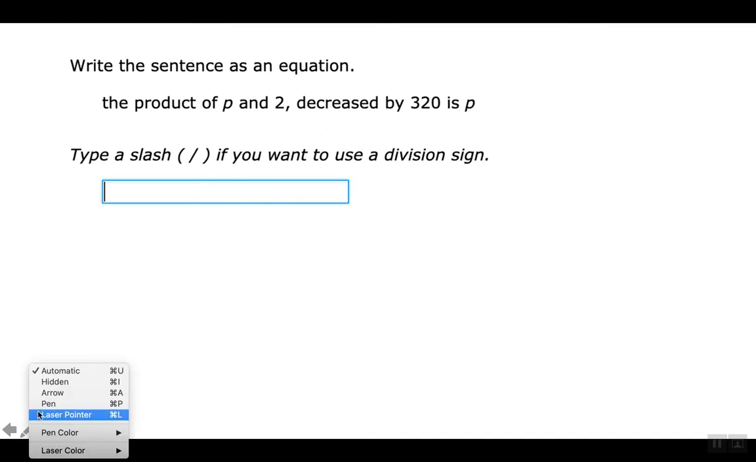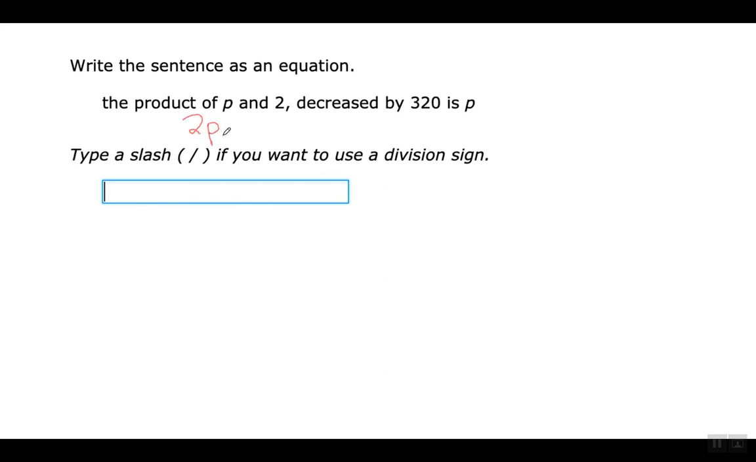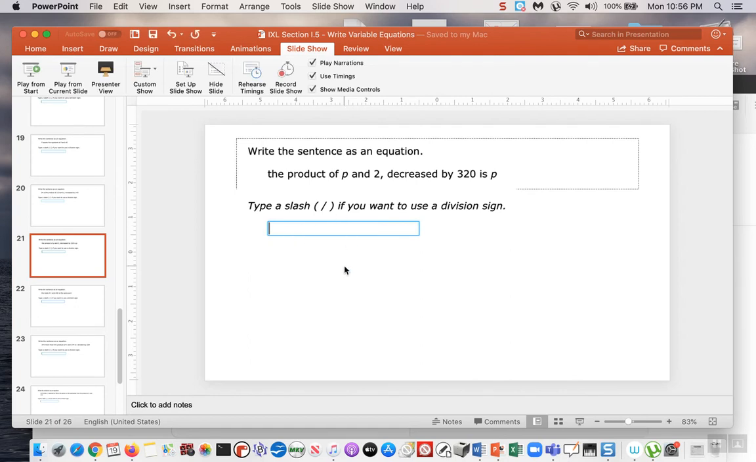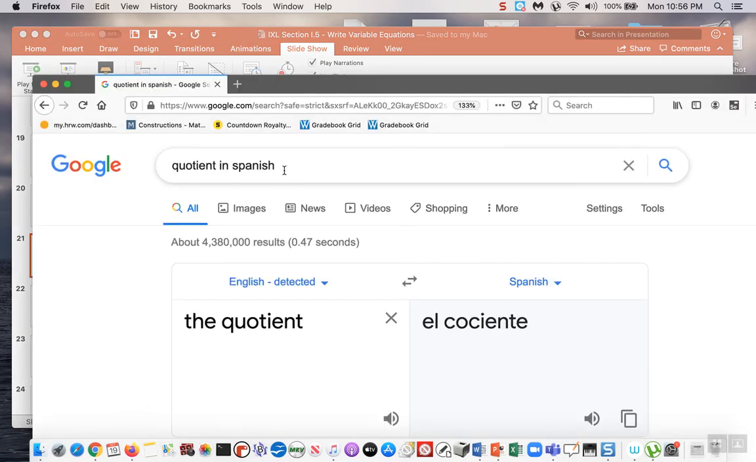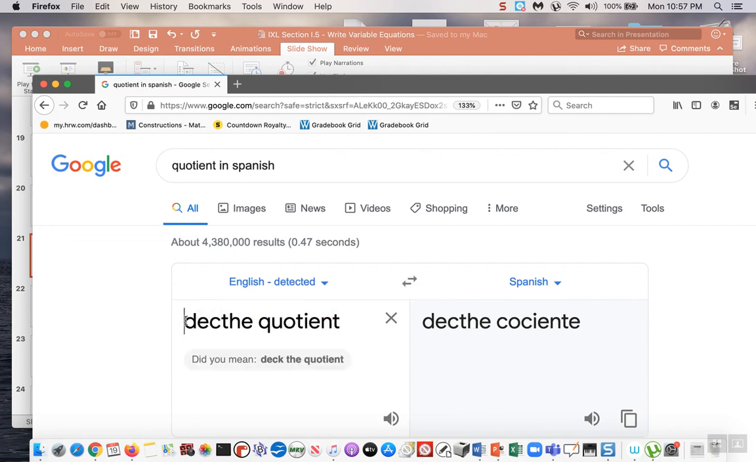I should be done soon. I've done a lot. Alright, the product of P and 2, el producto de P y 2, so 2P, decreased by 320. Decreased by. Guys, this is what I normally do. I go like this. Look, I even had it ready. Alright, let me see. Oops. Hold on. And then I pretend like I knew it all along. Okay? Decreased by, disminuido por.